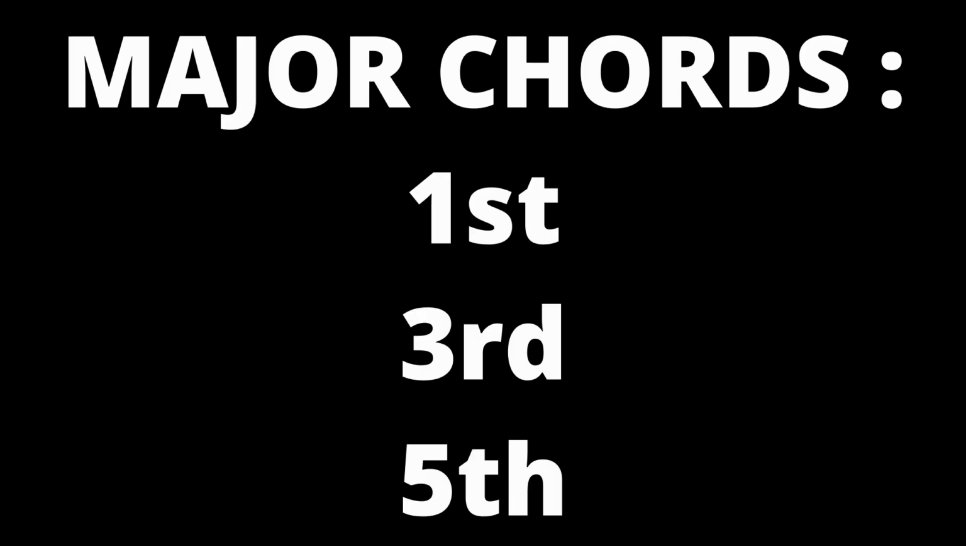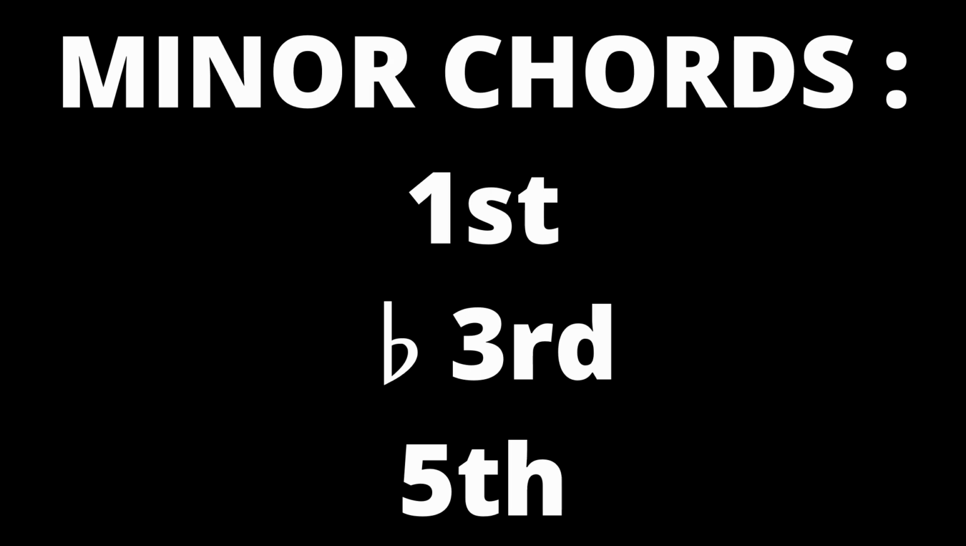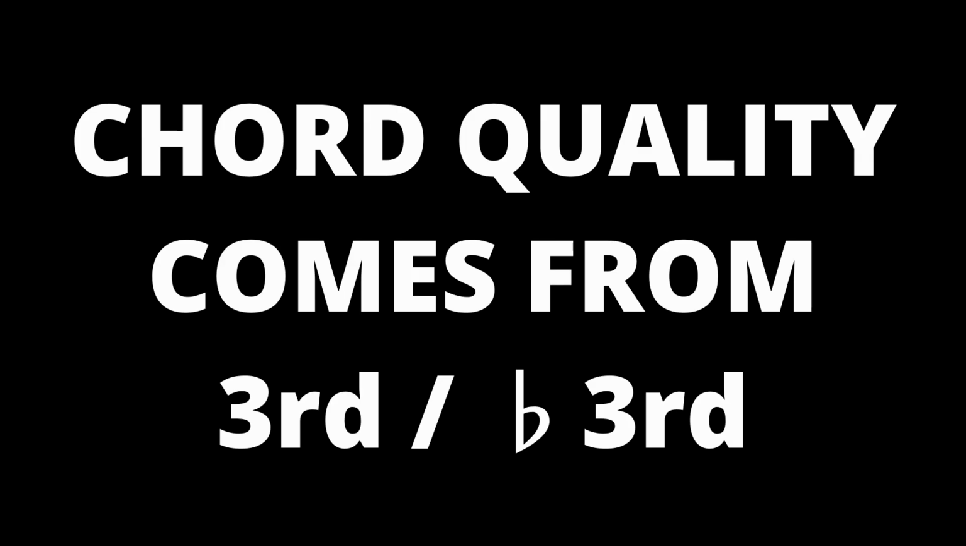Chords are created by using notes from a scale. Major chords are created with 3 notes from the major scale, first, third, and fifth. Minor chords are created by using the notes first, flat or minor third, and fifth. So the thing that gives these notes their quality is the third and flat third note. If we take away this third note, we are left with the first and the fifth. These 2 notes make up a fifth or a power chord.